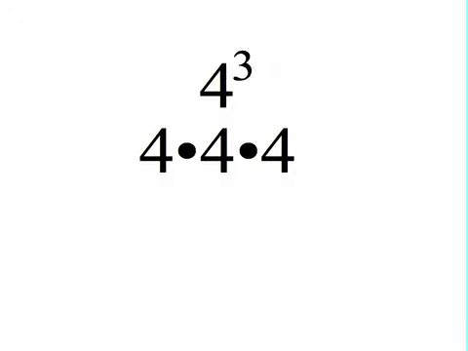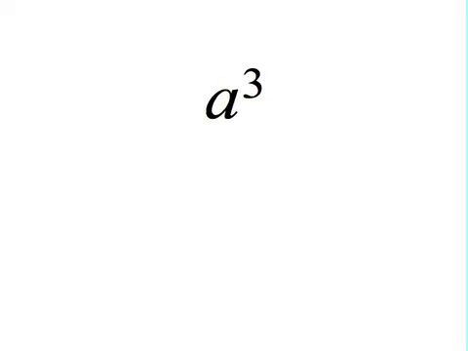power. Here's 4 to the third power, also known as 4 cubed. We use exponentiation to write it like this, and then we multiply and we get 64. Here's a to the third power, also known as a cubed. Once again, we use exponentiation, but since we don't know what a is, we can either write it as a cubed, which is the shortest, preferred, or a times a times a.